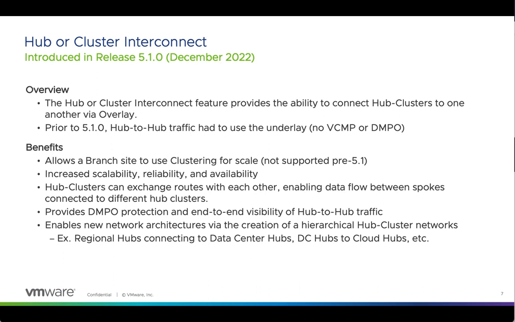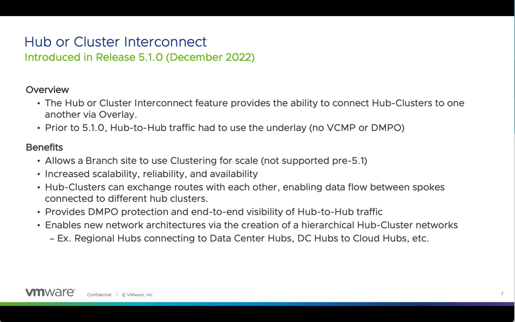Prior to the release of Hub and Cluster Interconnect, only hubs that consisted of a single device or HA pair could be configured as hubs to one another. The reason for this limitation was twofold. First, we needed to create a mechanism to address the potential tunnel scale of interconnecting multiple clusters, each with multiple edges in each cluster. Second, we needed to add overlay routing logic to prevent routing loops and limit the control plane overhead of redundant route advertisements. And so these things are exactly what we addressed with this feature.